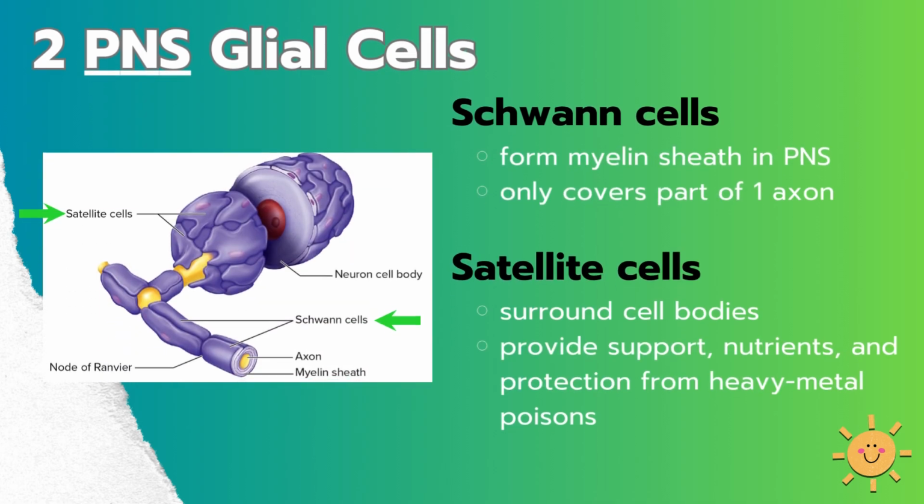The peripheral nervous system only has two glial cells. Schwann cells are the cells that form myelin in the peripheral nervous system. Unlike the oligodendrocytes in the central nervous system, each Schwann cell only covers part of one axon. Satellite cells surround the cell bodies of the peripheral nervous system neurons. They provide support, nutrients, and protection from heavy metal poisons.